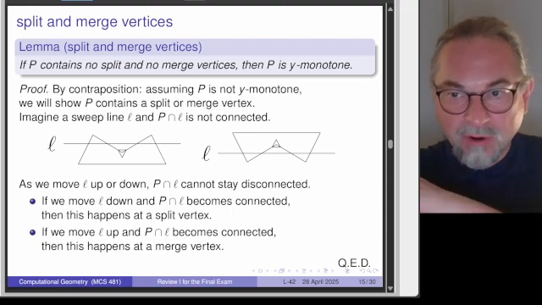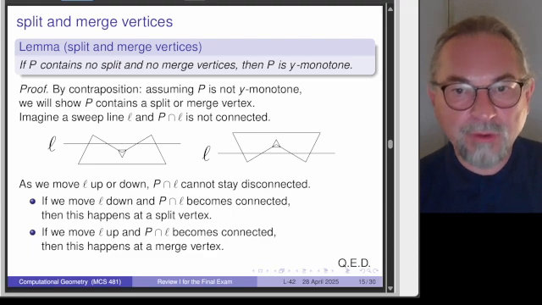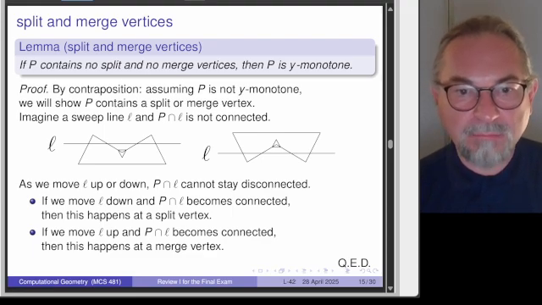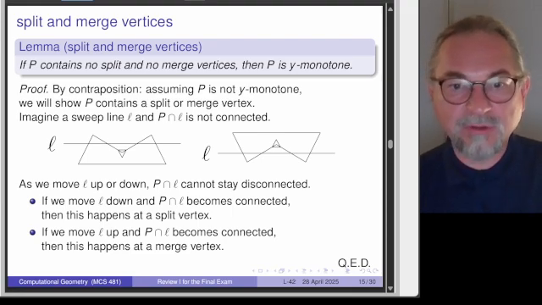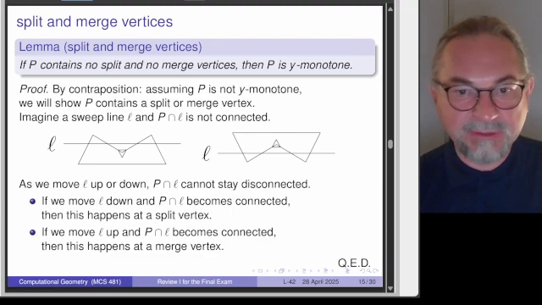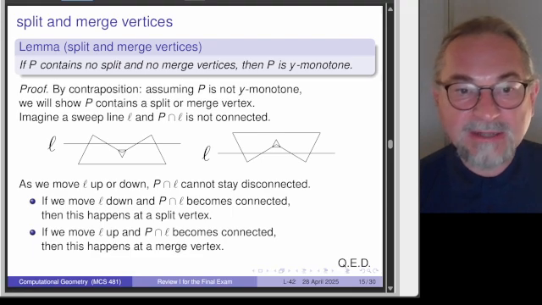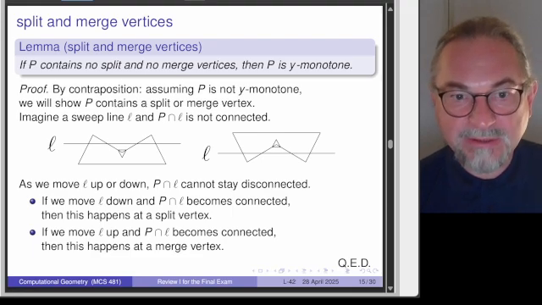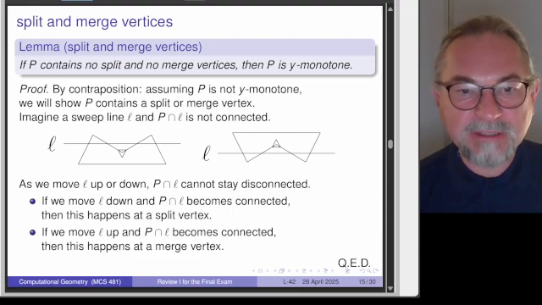So if you can draw a horizontal line through a polygon and you get disjoint segments, then that means that the polygon is not Y monotone. So this is a very special case for not convex. You can see that the examples are not convex. And you see the two cases, either you have a split vertex or you have a merge vertex.